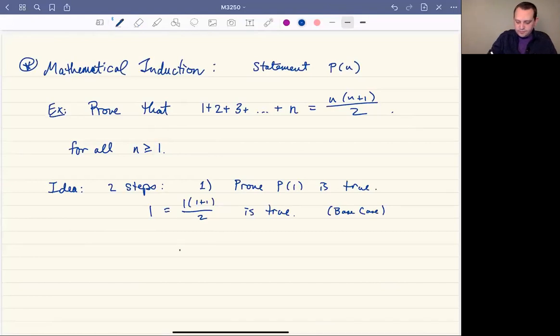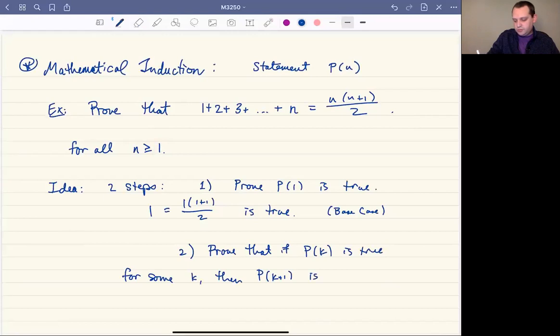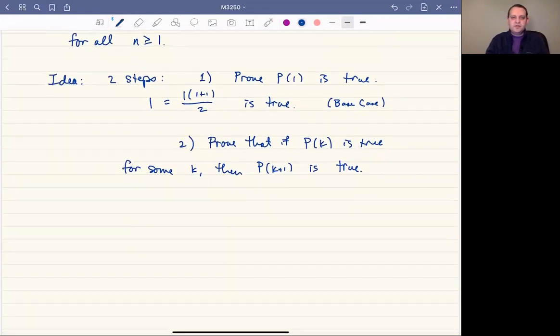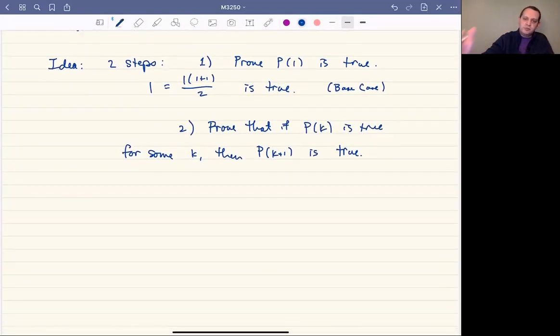And then step 2 is we want to prove the following: that if P of k is true for some k, then P of k plus 1 is true. Now, we want to prove that if the statement is true for some value k, then it must also be true for the next value, k plus 1. The second step, by the way, is called the inductive step.